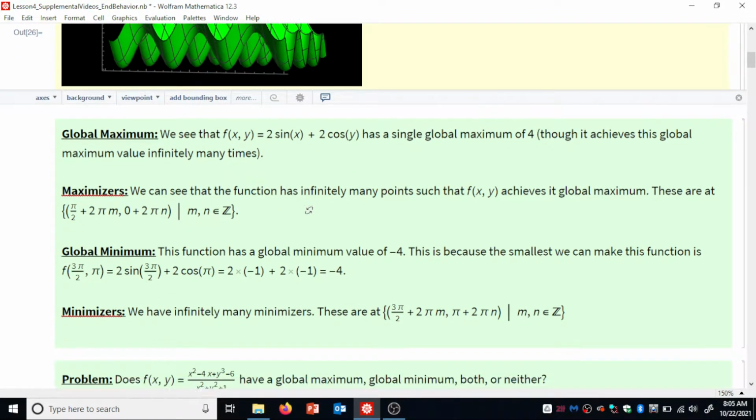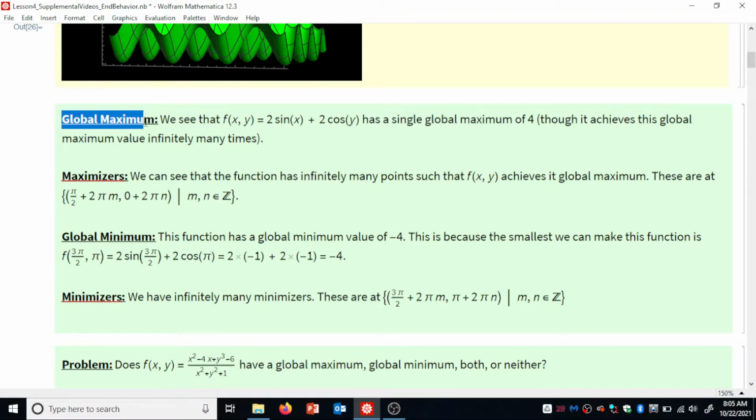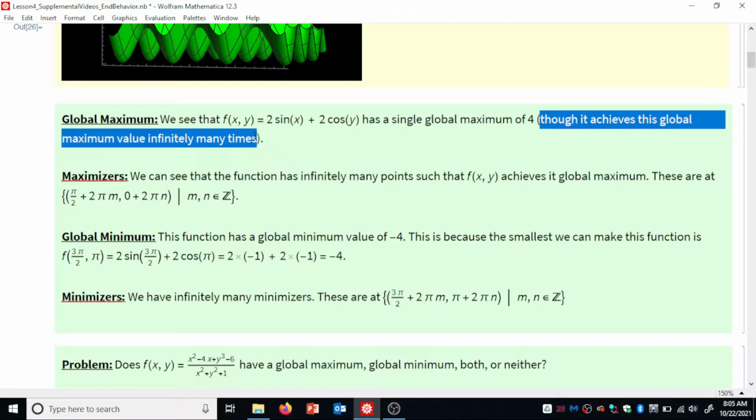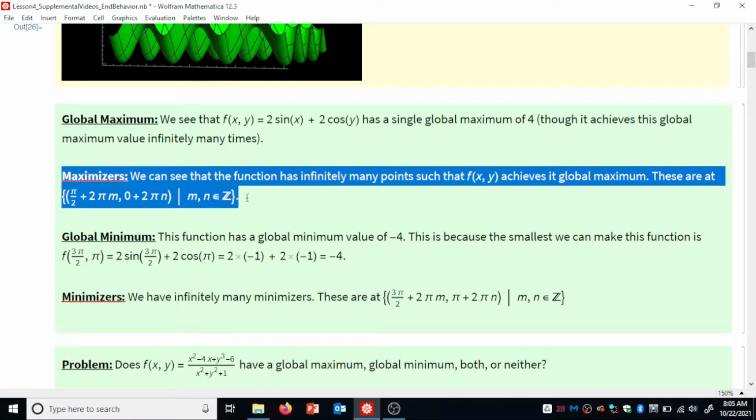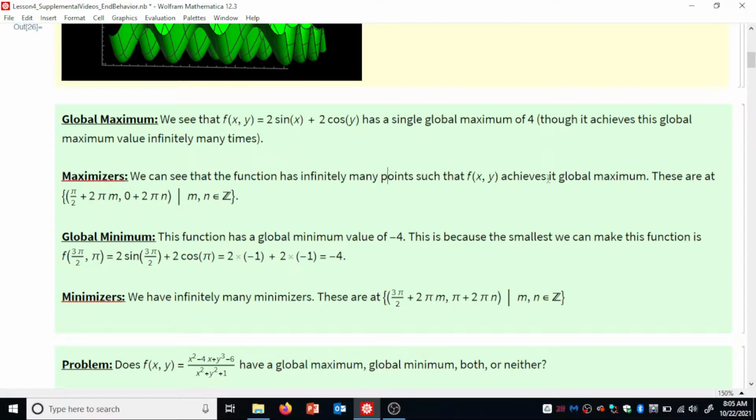So if we try to formalize this, when we talk about the global maximum for f, the global maximum value for this function is 4. A single value. But it's going to achieve this global maximum value infinitely many times. So we could say that this function has infinitely many maximizers, infinitely many ordered pairs x naught, y naught, such that this function is going to achieve a global maximum value.